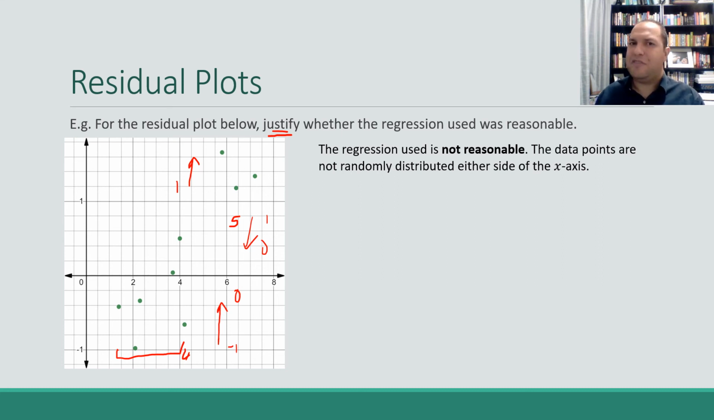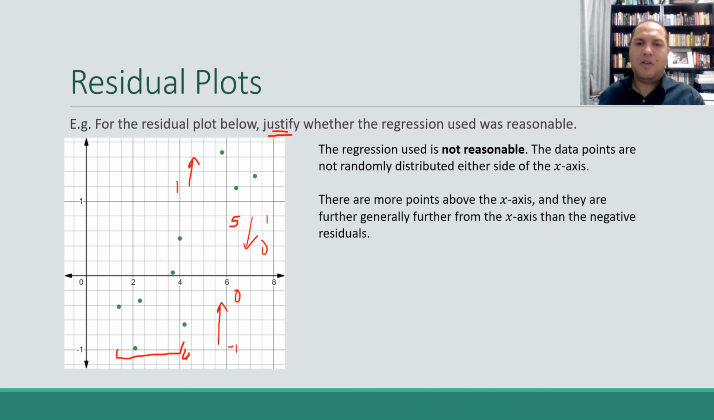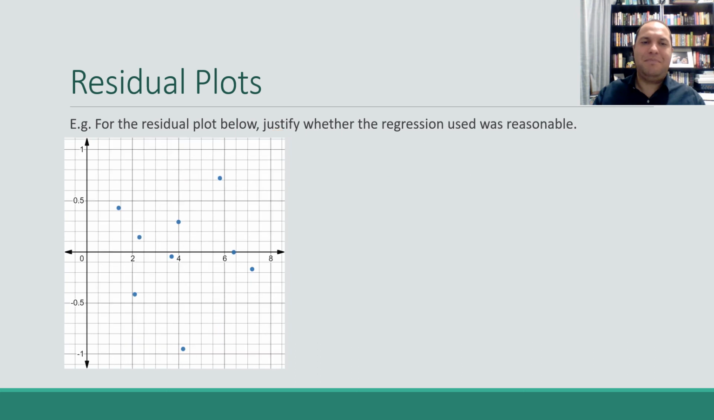They're not evenly distributed either. So there are more points above the x-axis, and generally they're further away, so they're greater than 1. They're further away from 0 than the negative residuals, and there's more of them, more positive residuals. So not a good model, not evenly spread and not random.